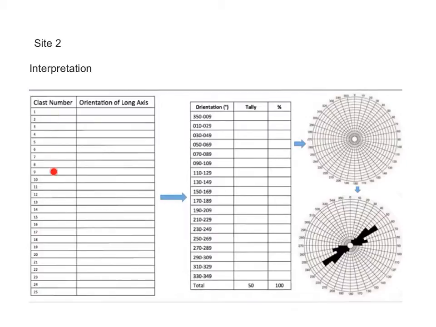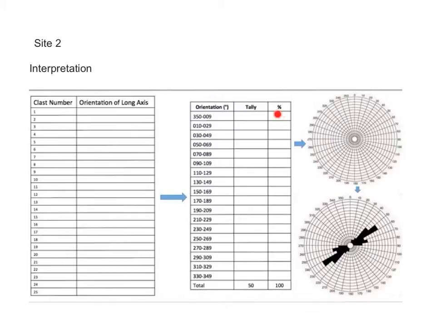Now you should have collected 25 clasts and their orientation. Now the orientation will be from anywhere from 0 right round to 360, so you can tally them up, add up how many of your measurements were in each of these bands, and that should add up to 25. I've put 50 there, but that should be 25. You can work out a percentage as well, and then here you can transfer the data onto a rose chart.